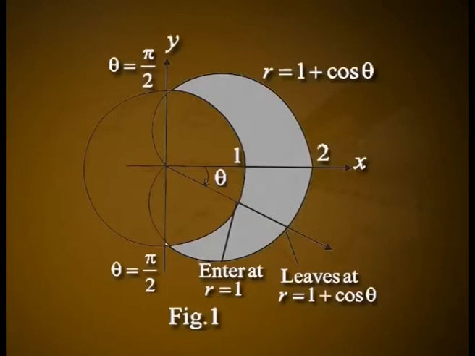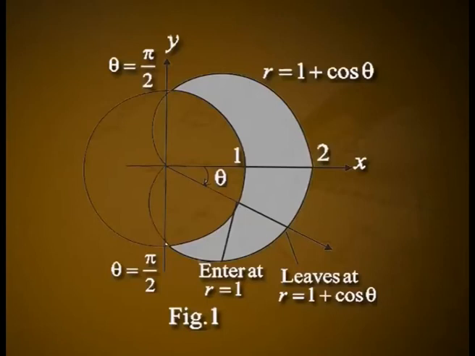In the coming example, we represent a given region by means of inequalities involving polar variables. Example 1. By means of system of inequalities, represent the region R that lies inside the cardioid r is equal to 1 plus cos theta and outside the circle r is equal to 1. Solution. The given region R is the shaded portion in figure 1.